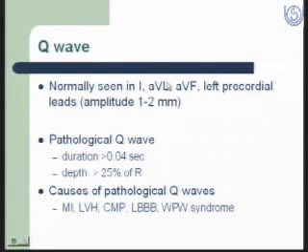A pathological Q wave is defined if the duration of the Q wave is more than 40 milliseconds and the depth is more than 25% of the R wave amplitude. Causes of pathological Q waves, as all of you know, most common cause is myocardial infarction, but there are other causes one should also know, include left ventricular hypertrophy, cardiomyopathies, left bundle branch block and WPW syndrome.